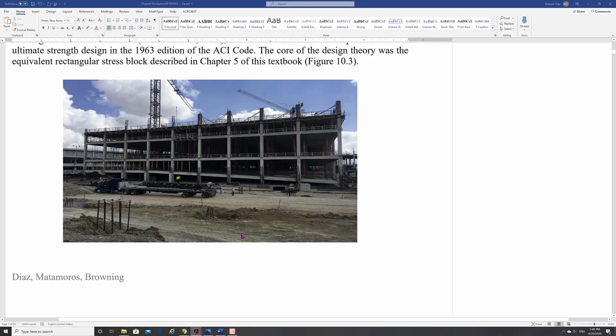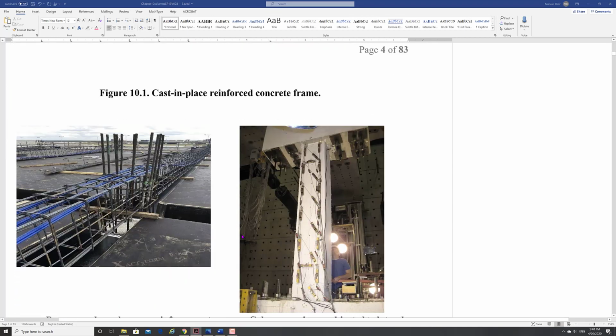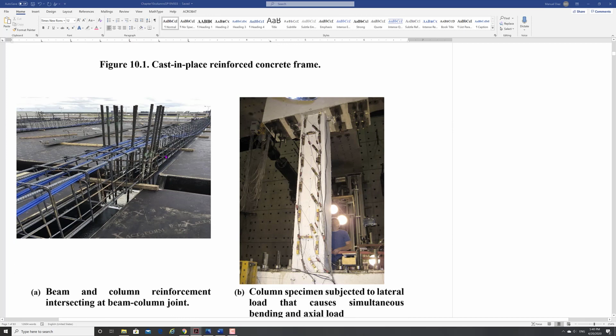All right. Okay, so you can see here an example of a beam column connection. The rebars go through, right? So you develop all these connections for continuity purposes, right?